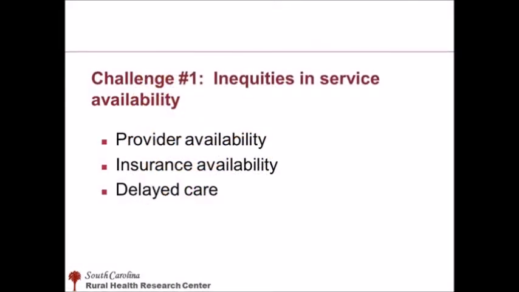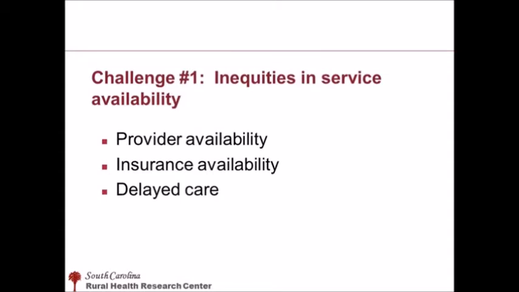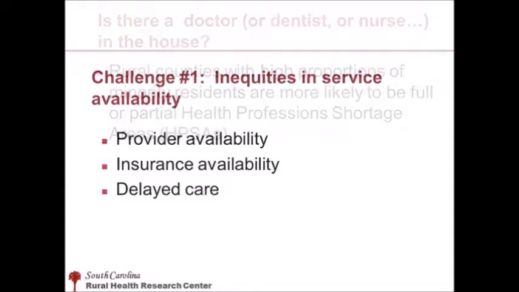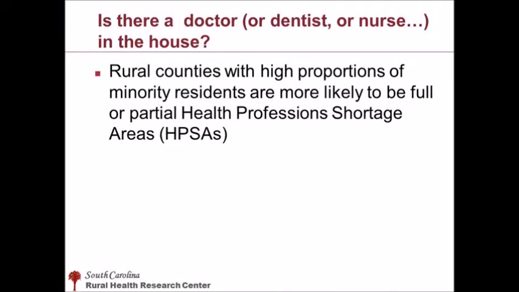One of the first challenges for rural America is inequities in service availability. Rural America is marked by fewer providers, much less availability of good health insurance, and in consequence, rural residents experience delayed care. All three of those access problems, few providers, little insurance, and delayed care, are most prevalent in counties that are called health professions shortage areas. Compounding the disparity that I mentioned earlier for minority residents, rural counties that have high proportions of minorities are more likely to be full or partial health professions shortage areas than are other counties.